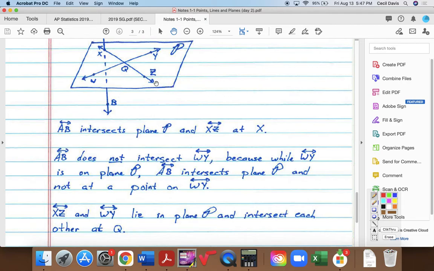Looking at the other two lines, line XZ and line WY, they're both on the plane. They're drawn with solid lines within the borders of this plane, and they intersect each other at Q. So we say that they lie in the plane or on the plane. The preposition really doesn't matter. They intersect at Q.